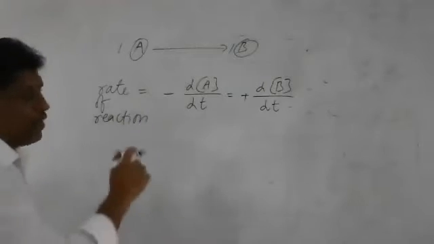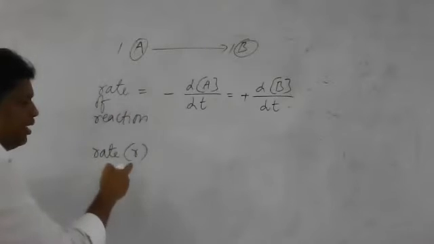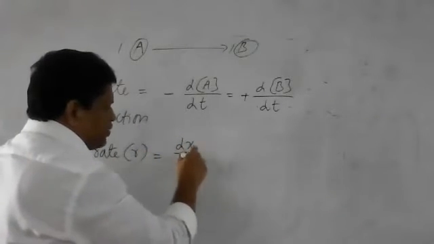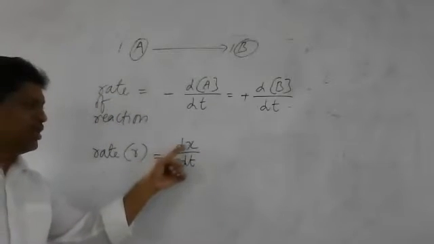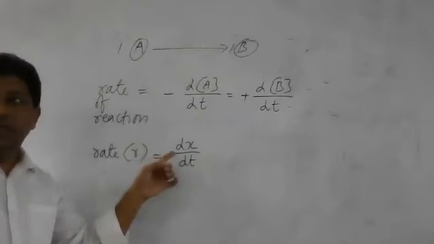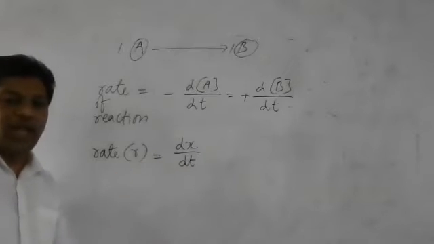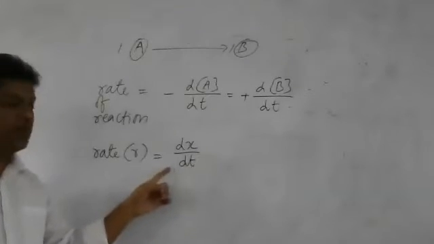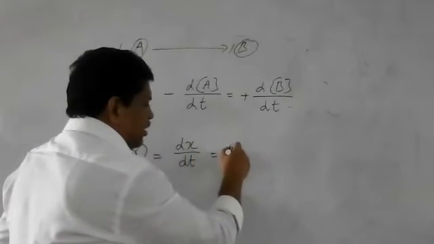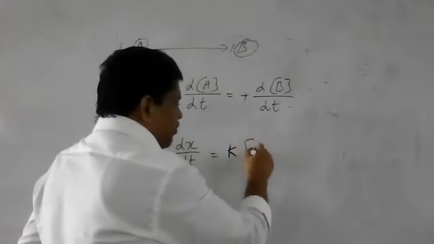Now the same rate of reaction we can also write as R. So rate is equal to dx by dt. dx by dt means the very small change in concentration of reactant or product by a very small time interval dt. So rate is equal to dx by dt, equal to rate constant k into concentration of A.